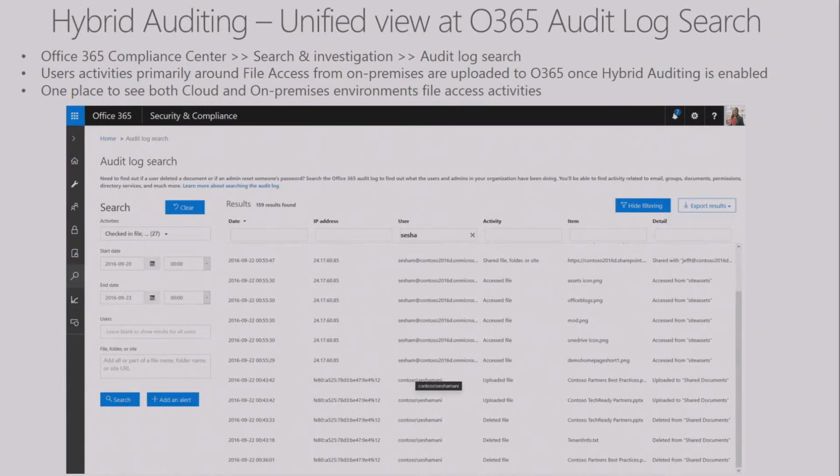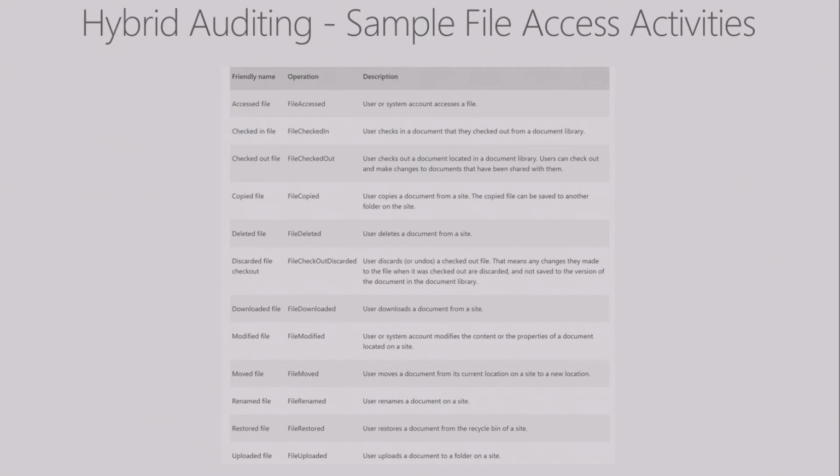The next question is, what are all the activities from on-prem that are being audited? The key point to take away is the file access activities. That's the first and foremost thing we think is important to surface in a single view, so that you can see, across both online and on-prem, for a given user, what all the file access activities he's doing. I have a link to the Office 365 audit log search, which has a full list of descriptions of each of these activities as well.